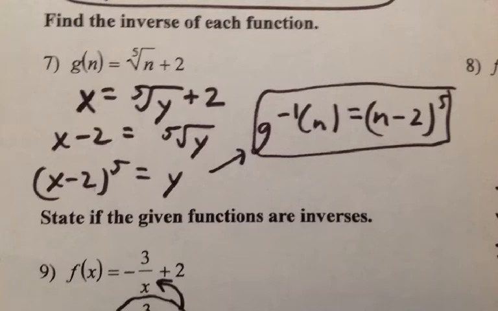Number 7, find the inverse. You're going to have to find the inverse. How do we do that again? G of n is really a y. I switch it to x. The n is really an x. I switch it to y. In other words, I switch my x and y's, and I solve for my new y. And I ended up, of course, finally getting g inverse of n equals n minus 2 to the 5 power. To get rid of a radical 5, I had to do a 5 power on both sides. Correct? So pause the video if you need to.